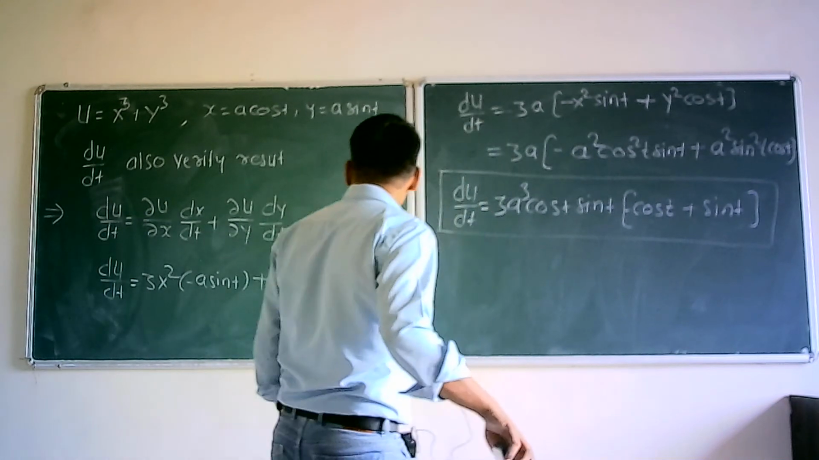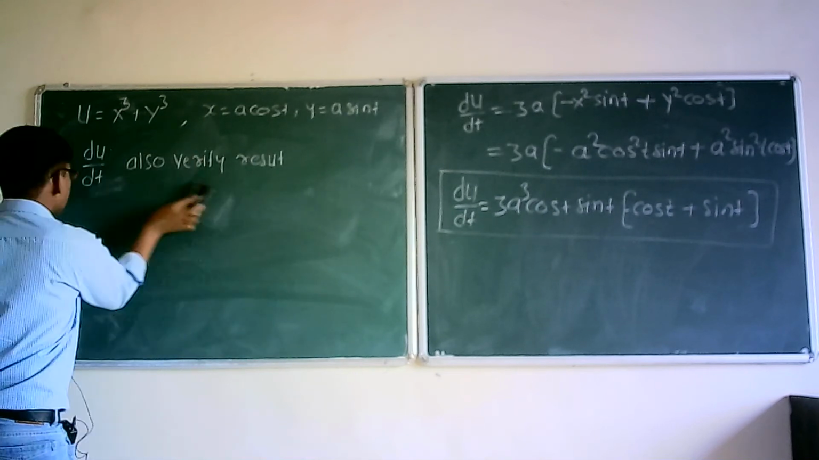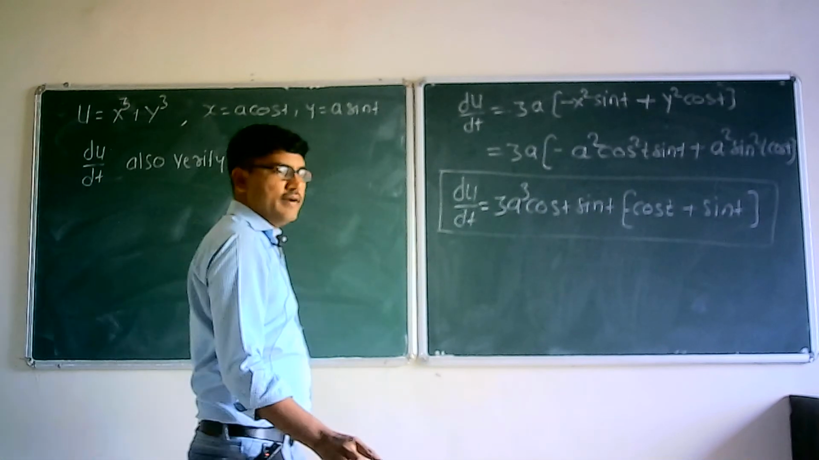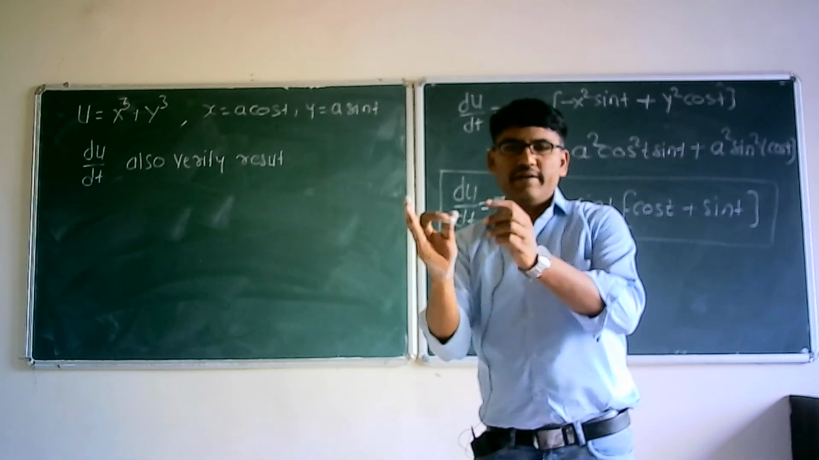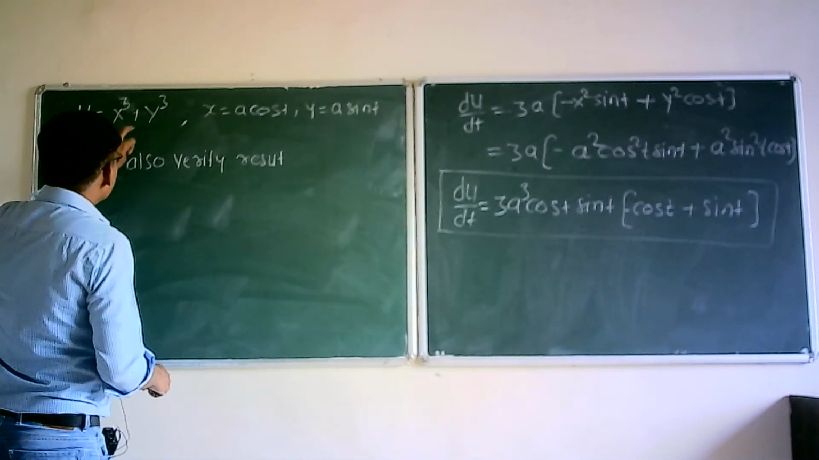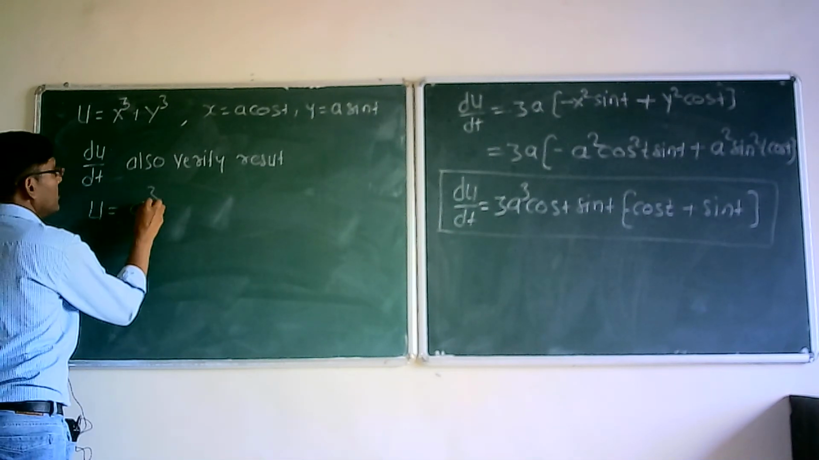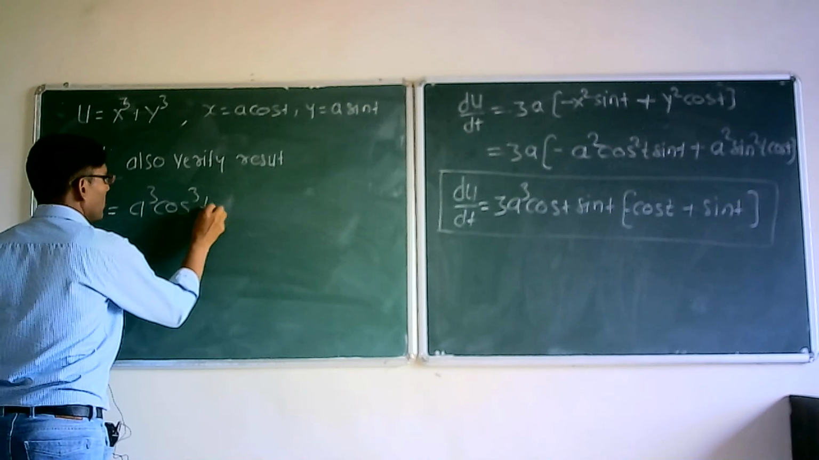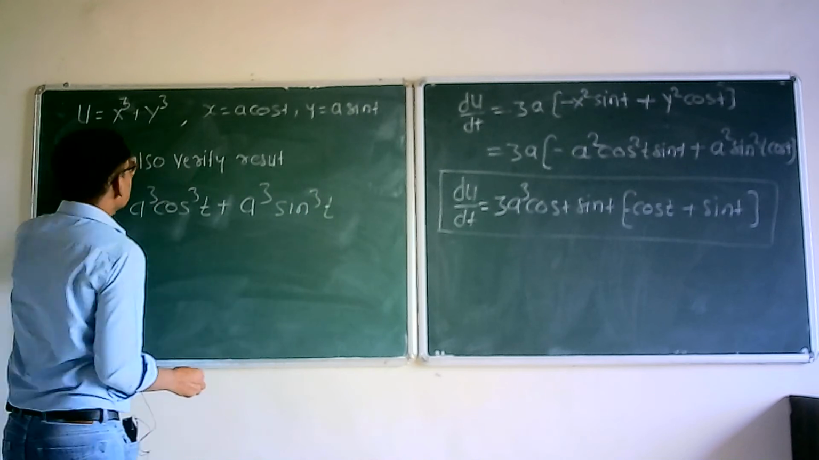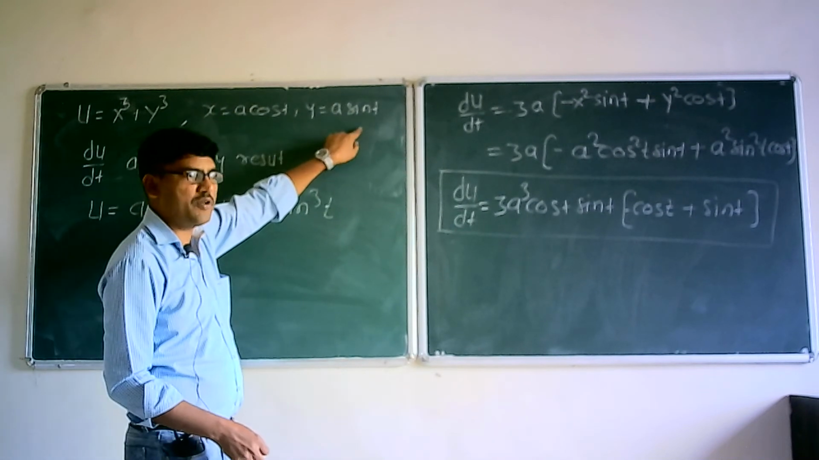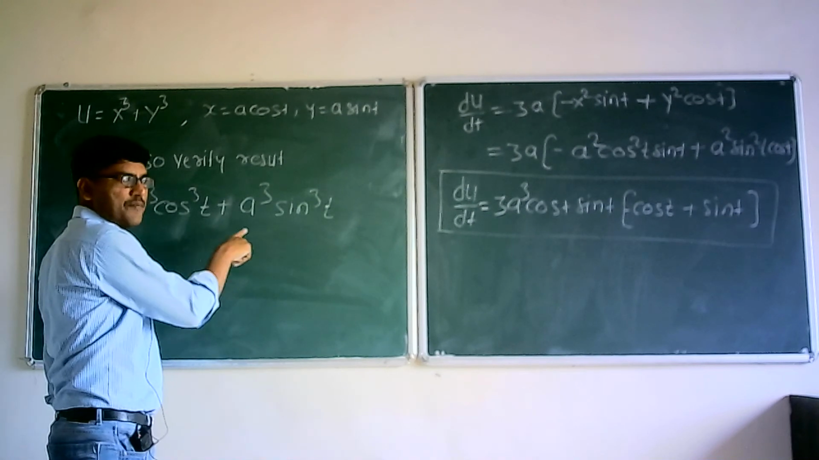Now next, since we want to verify our result, we are going to obtain a composite function of u in terms of t. So what is u? U is equal to x cube plus y cube. So what is u here? U is equal to a cube cos cube t plus a cube sin cube t. In place of x, if you put a cos t, and in place of y, if you put a sin t, then you will get u as a composite function of t.